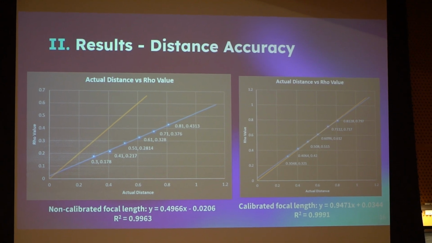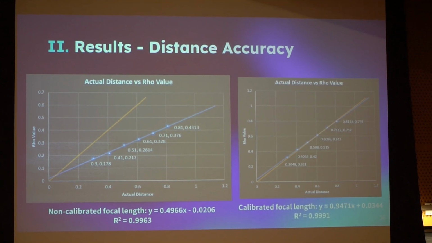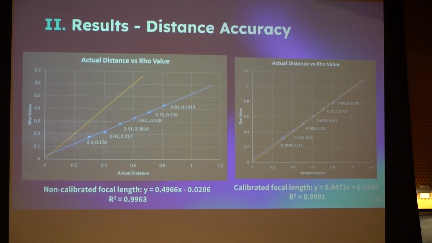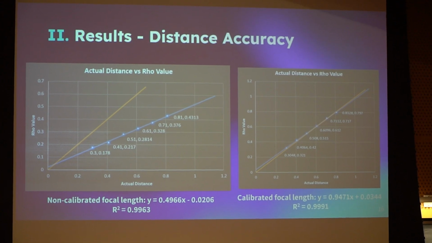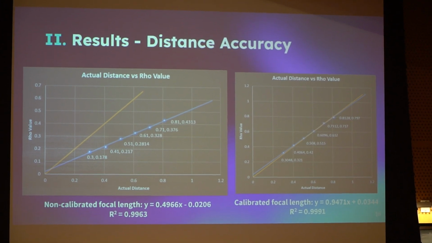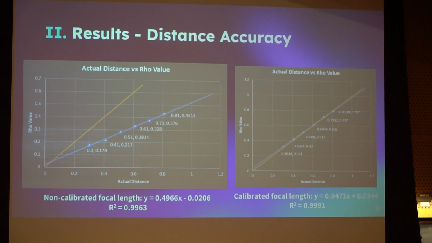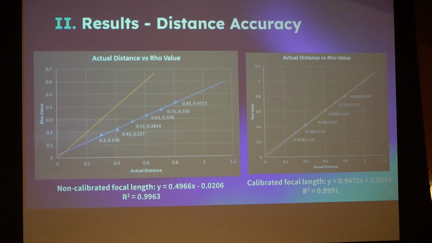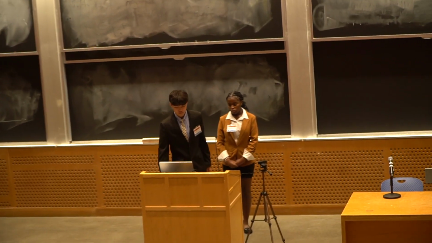However, we tried to resolve this issue by now calibrating the focal length and adjusting it into this new distance tracking algorithm. And as you can see, the rho values that were now being produced yielded a new trend line that was actually quite accurate and quite similar to the perfect actual distance trend line. I will now pass it on to Alex, who will be speaking on the horizontal position accuracy test.